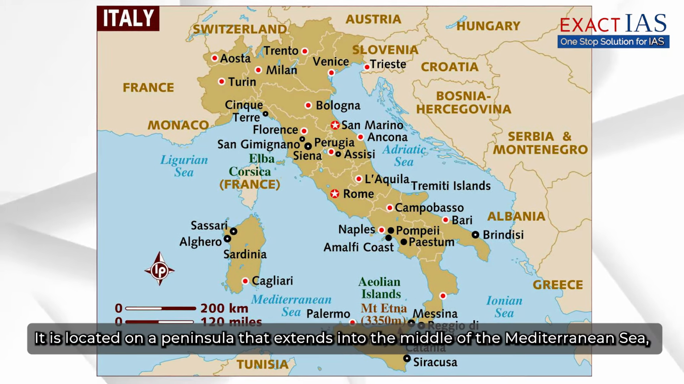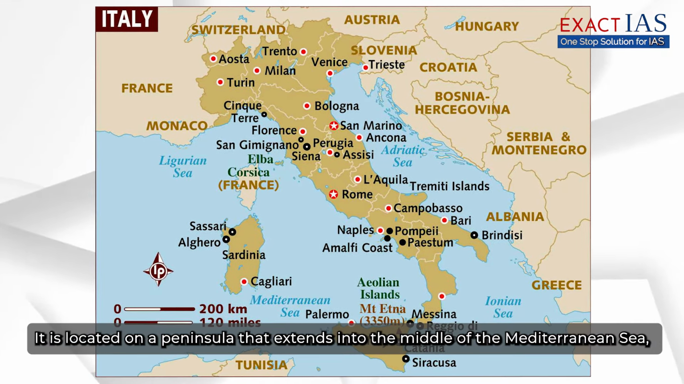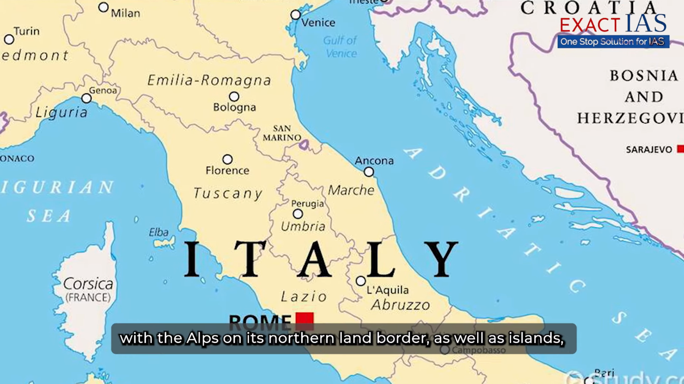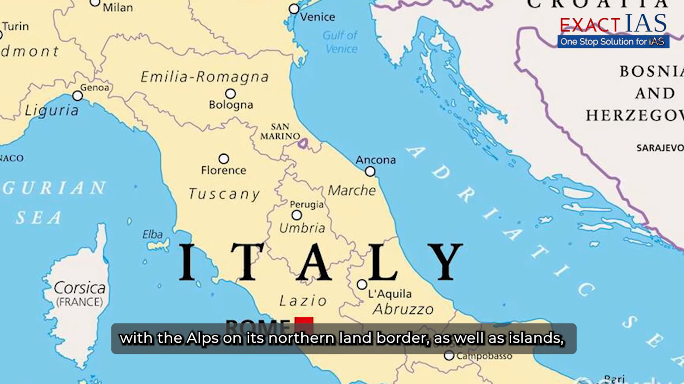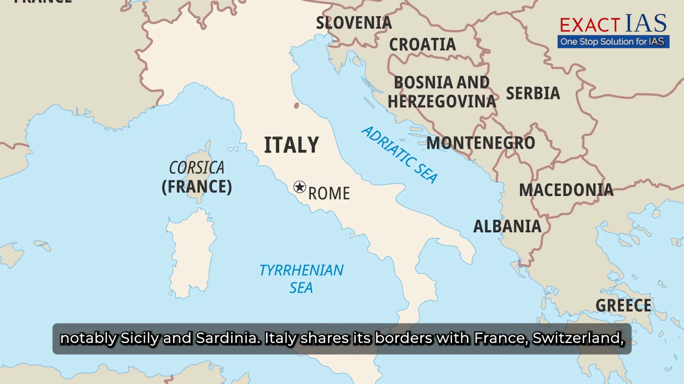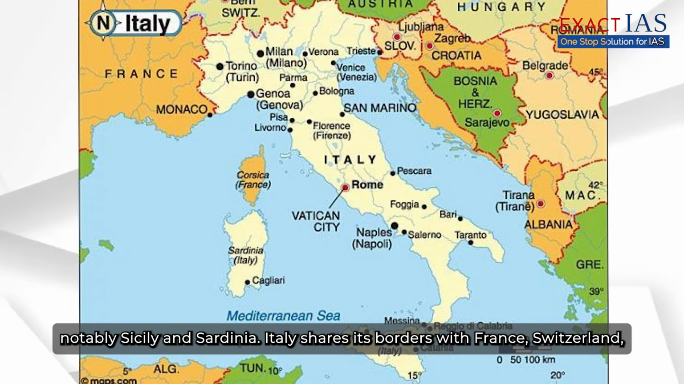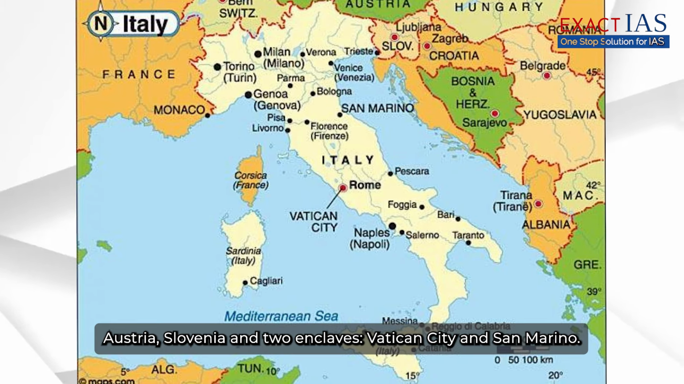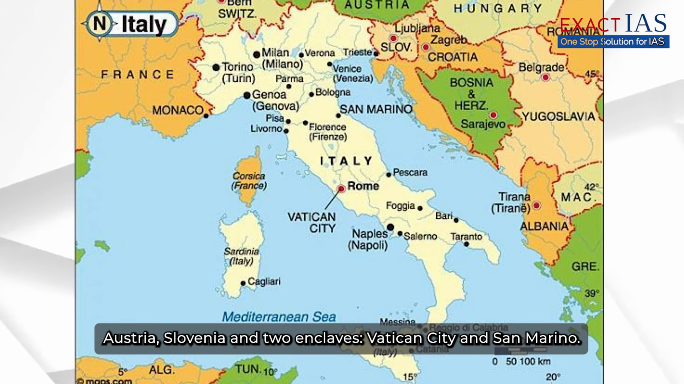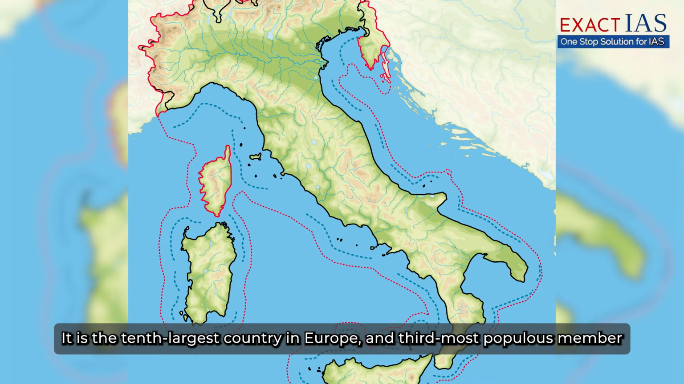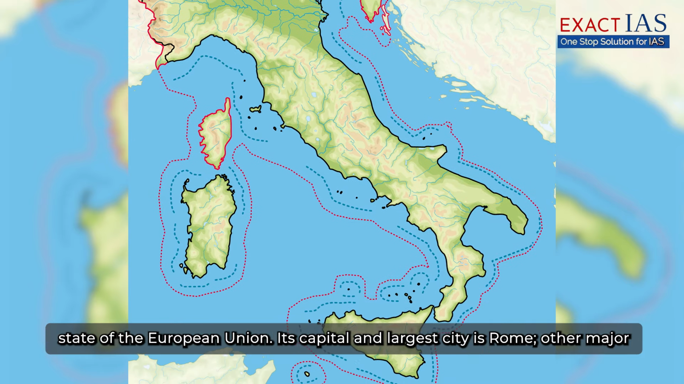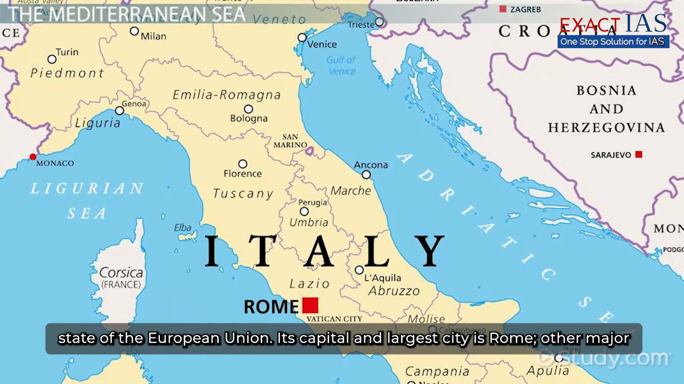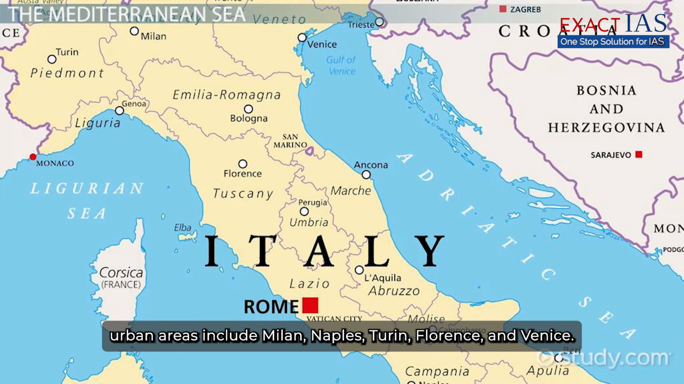It is located on a peninsula that extends into the middle of the Mediterranean Sea, with the Alps on its northern land borders as well as islands, notably Sicily and Sardinia. Italy shares its borders with France, Switzerland, Austria, Slovenia, and two enclaves, that is, Vatican City and San Marino. It is the 10th largest country in Europe and third most populous member state of the European Union. Its capital and largest city is Rome. Other major urban areas include Milan, Naples, Turin, Florence, and Venice.